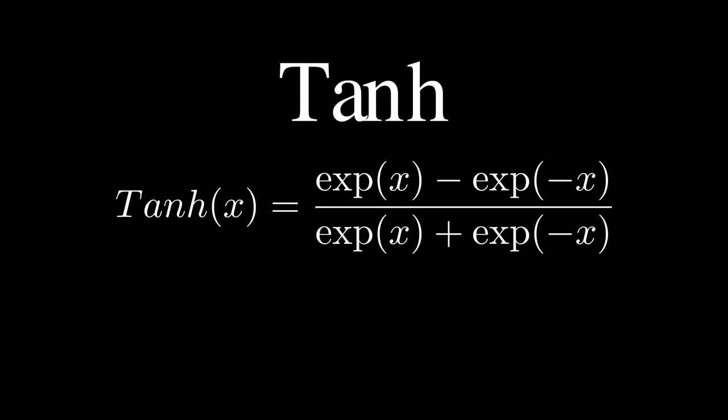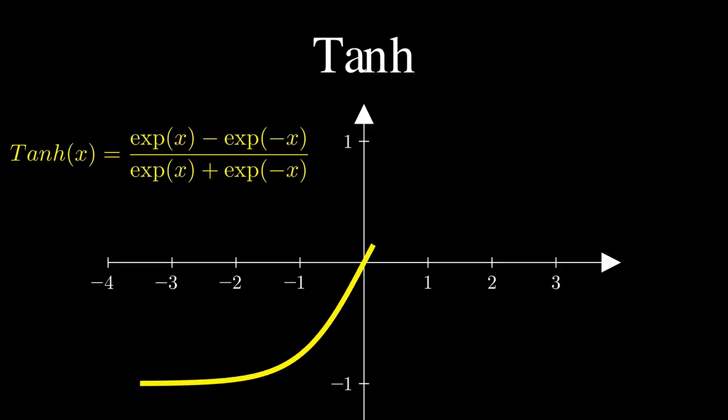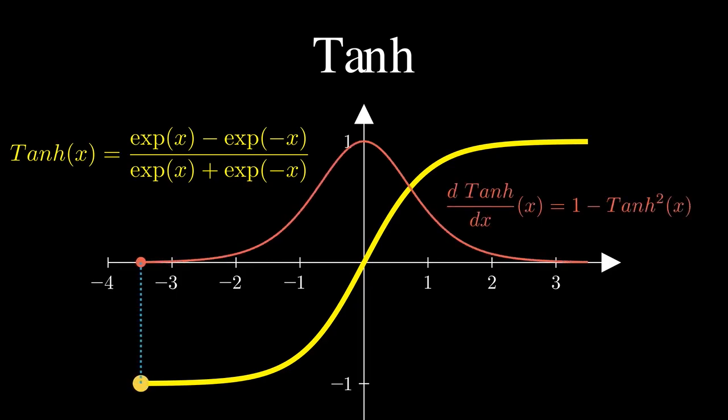Our fifth function is the hyperbolic tangent, or tanh for short. Tanh is defined as exp of x minus exp of negative x divided by exp of x plus exp of negative x. And as you can see in the graph of tanh shown in yellow, its output ranges between -1 and 1. So next, let's take a look at the derivative of tanh.